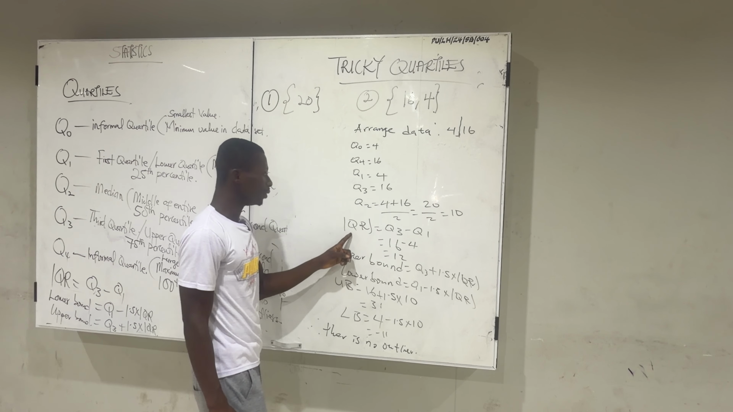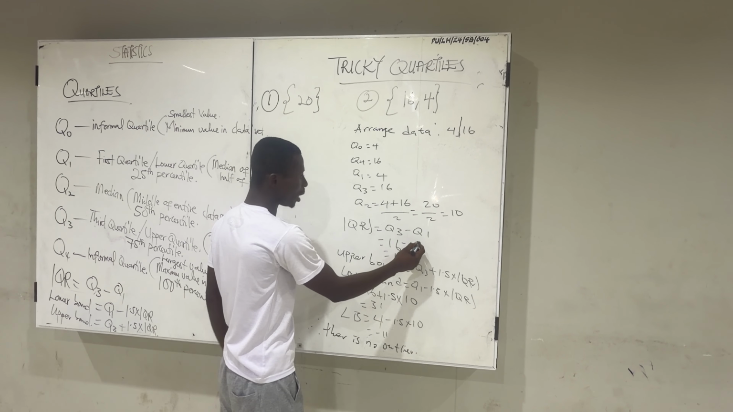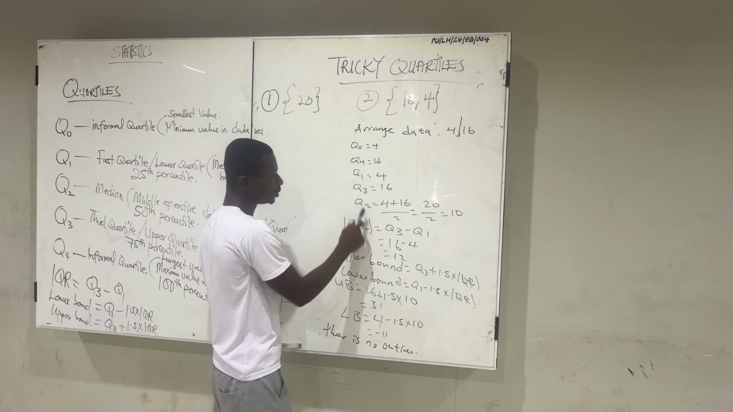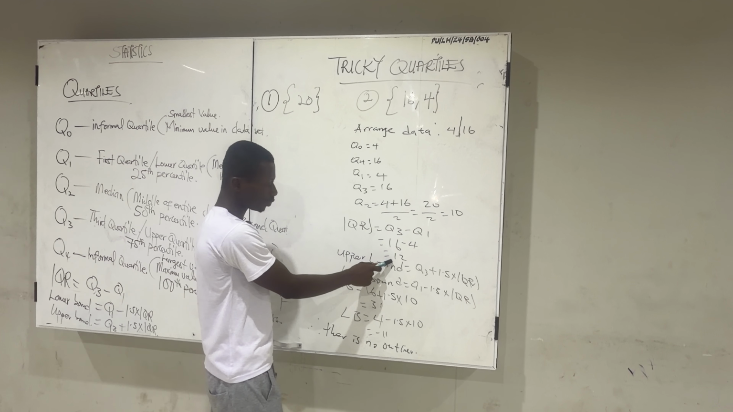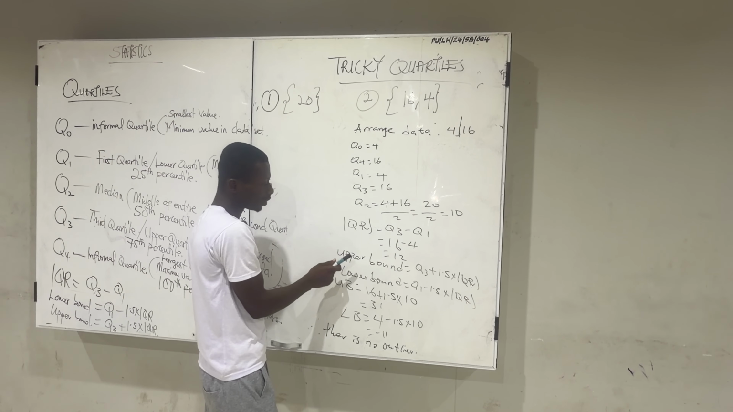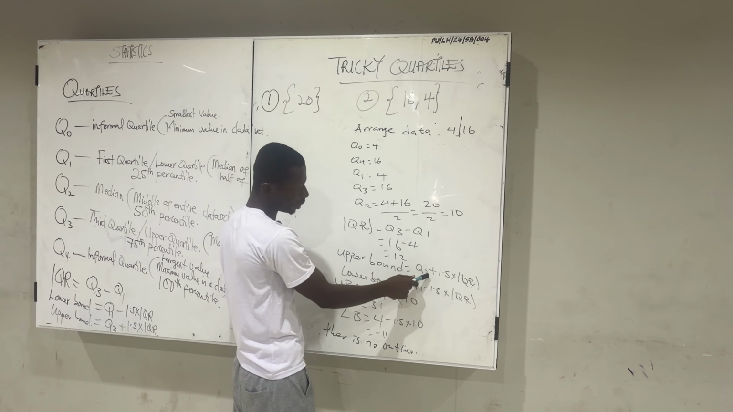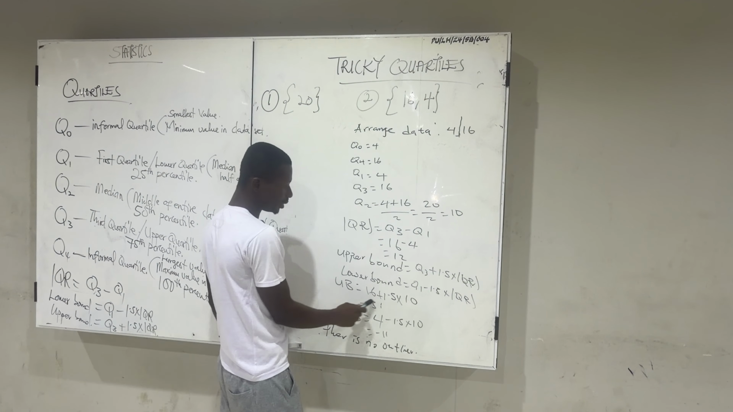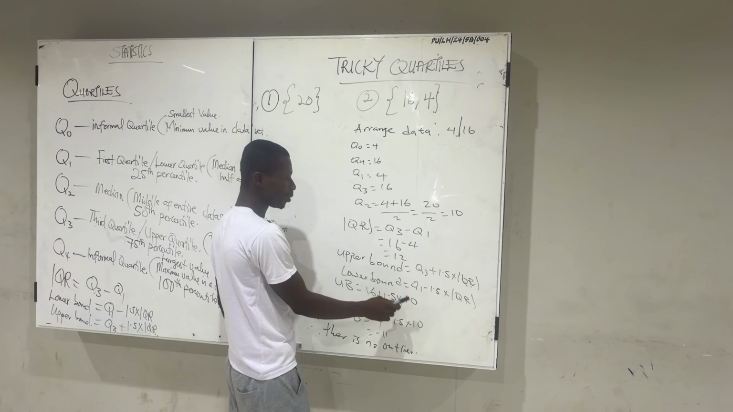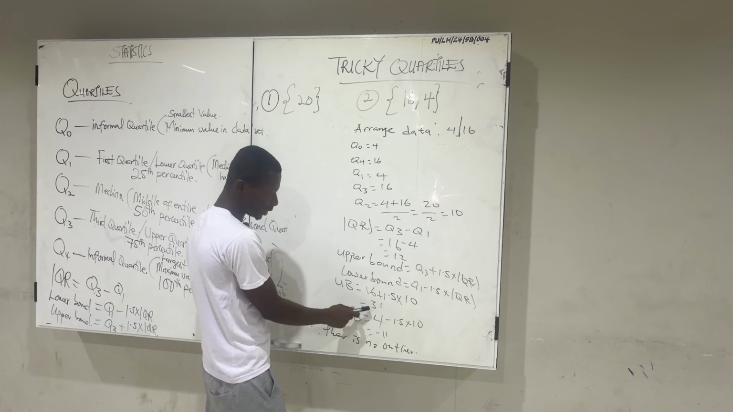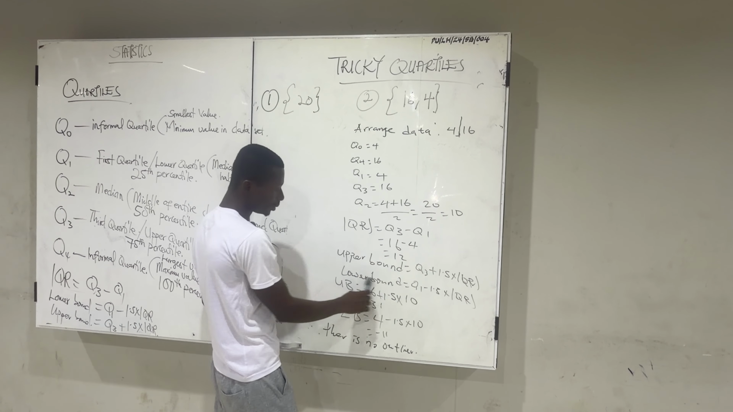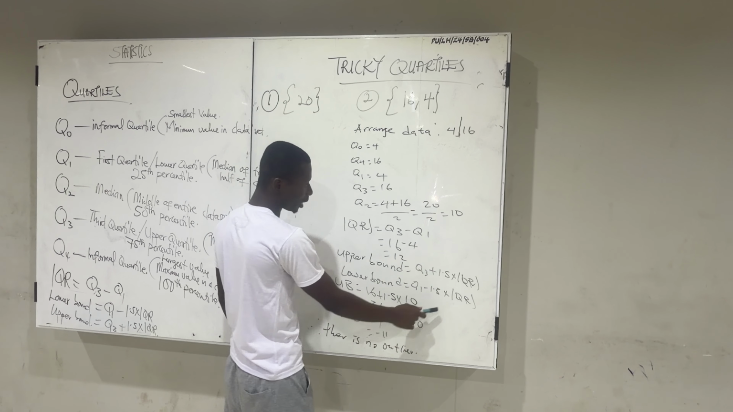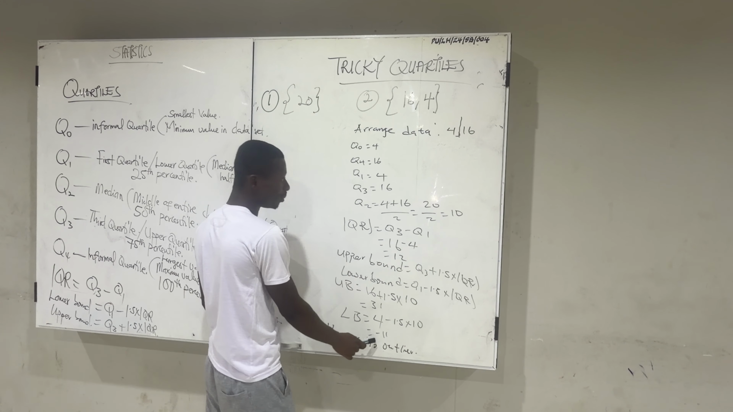To find your interquartile range, we subtract the Q1 from the Q3. From the question, we have our Q3 to be 16, then our Q1 to be 4. So we got 12. In calculating for the upper bound, we use the formula of Q3 plus 1.5 times the interquartile range. So our Q3 is 16 plus 1.5, then the interquartile range is 10. Then we had 31. Then for our lower bound, our Q1 is 4 minus 1.5 times the interquartile range, which is 10. Then we have minus 11.